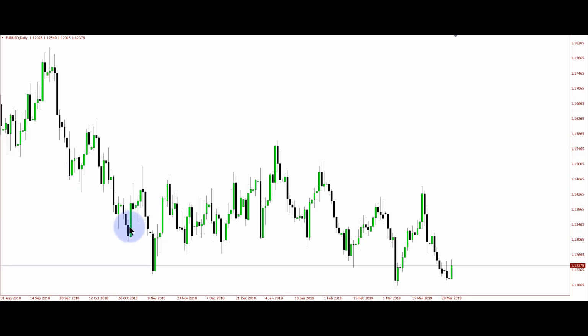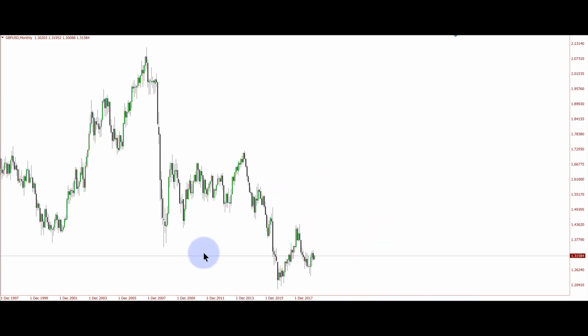I want to take our discussion over to GBP. And this is a monthly chart, and I'm going to zoom in.